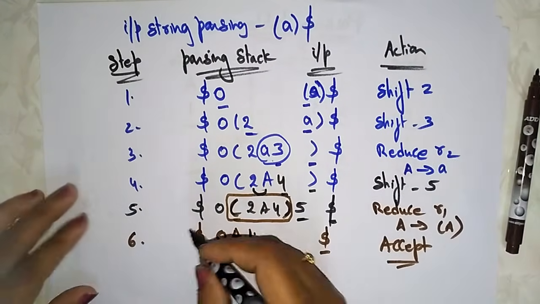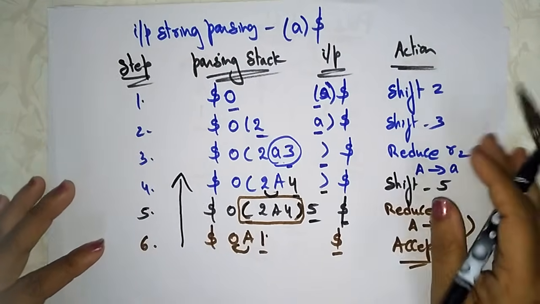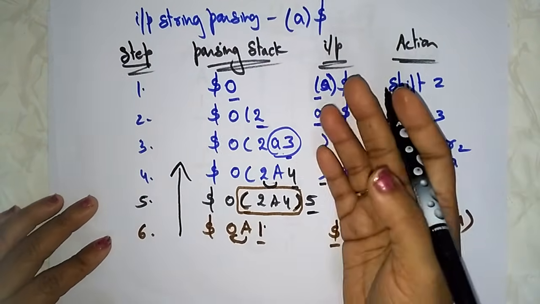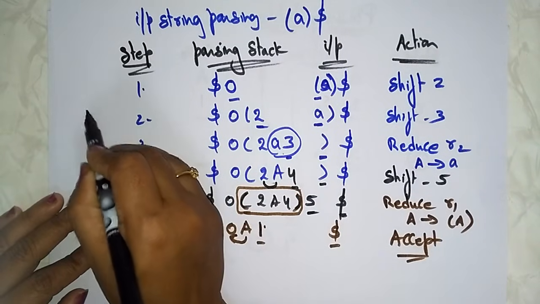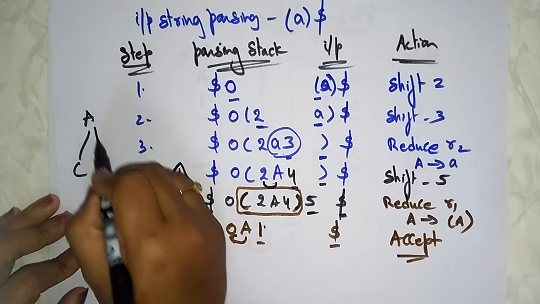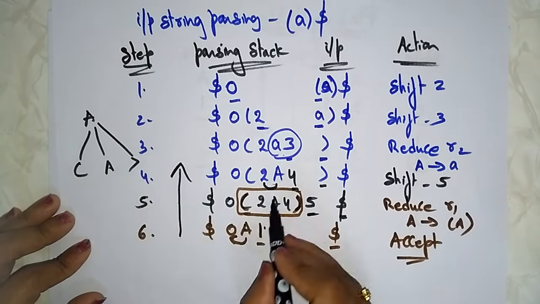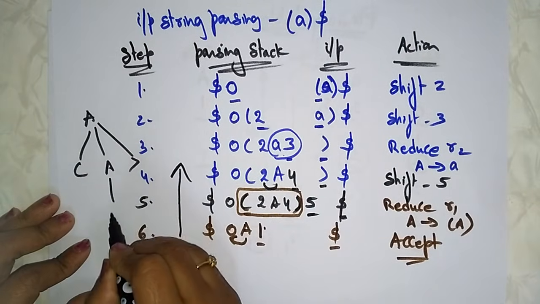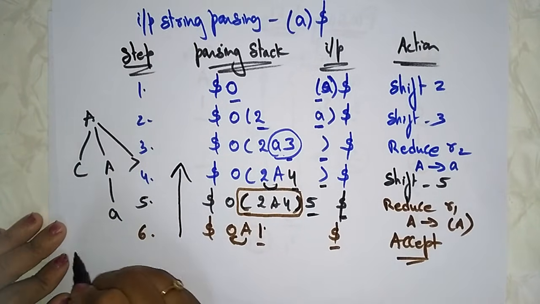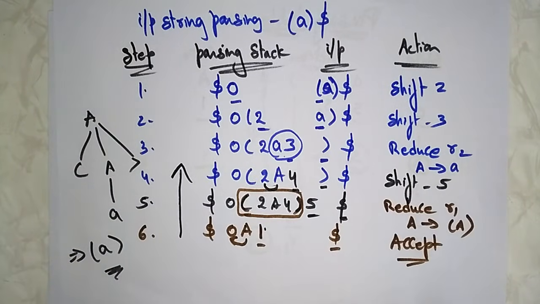So the parsing tree just follows the bottom up approach, because it is an LR parsing table, it follows the bottom up approach. So take capital A having left parenthesis, A and right parenthesis. Okay, again A is there. So finally you get the string as, this is the tree.